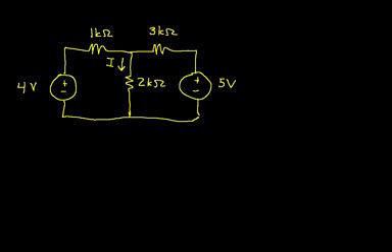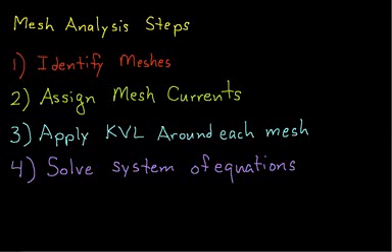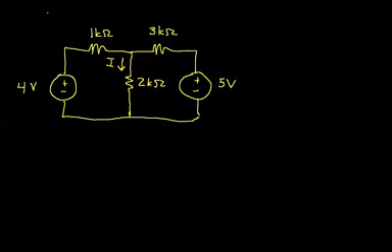So, let's see if we can bring up the steps of mesh analysis. There's basically 4 steps. The first is to identify the meshes in your circuit. And if we go back to this circuit that we've drawn here, the meshes are basically, if you were to think about it, holes in the circuit that are completely surrounded by wires and components. So in these dashed red lines, I've drawn the 2 meshes in this circuit.